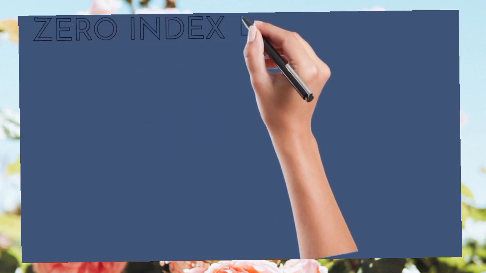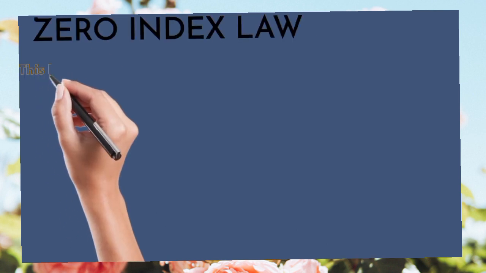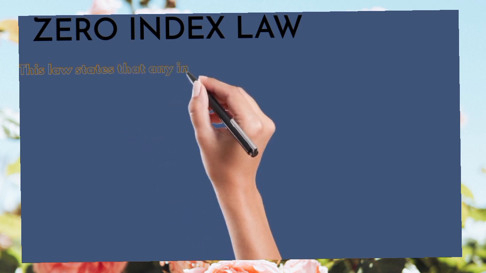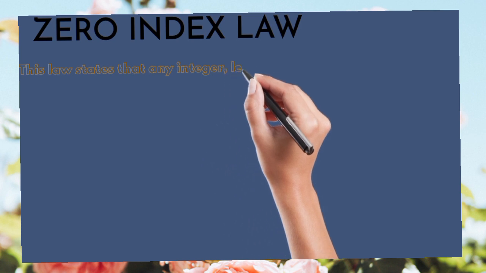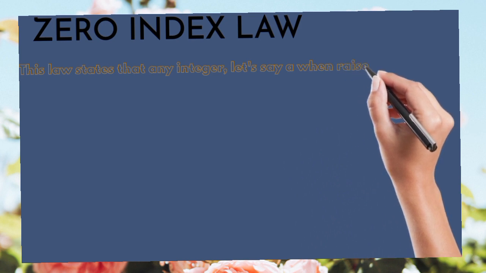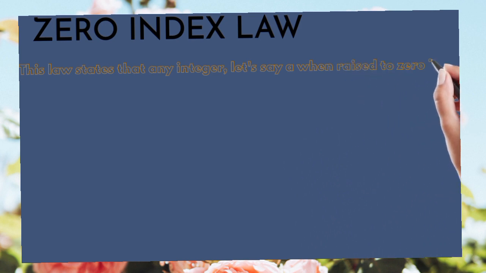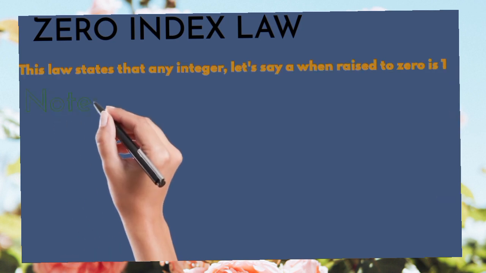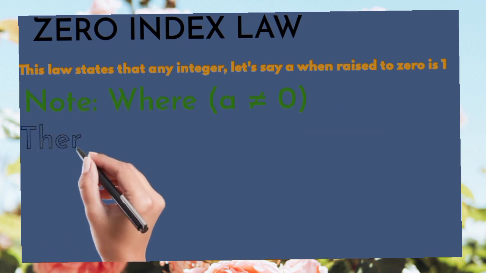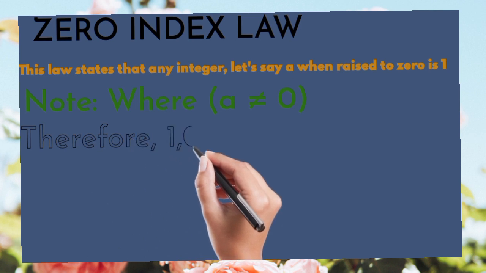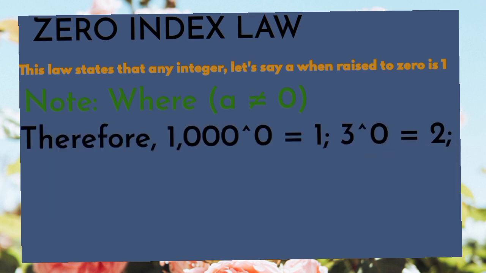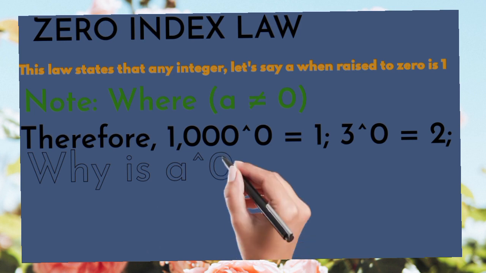Now we are looking at the zero index law of indices. This is talking about when you have an expression of a number raised to the power of 0. It says that any integer, let's say a, when it is raised to 0, it is 1. But there is an exception here. a cannot be 0, meaning that 0 to the power of 0 isn't 1. It is an exception to this rule. For examples, 1000 to the power of 0 is 1, and 3 to the power of 0 is 1.